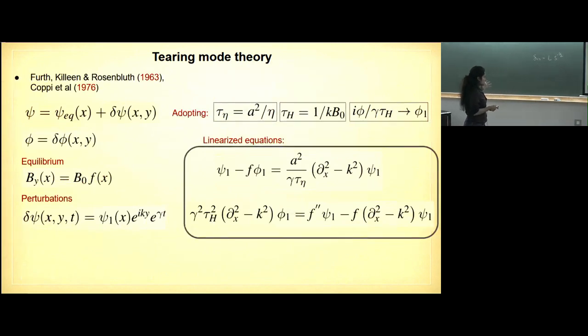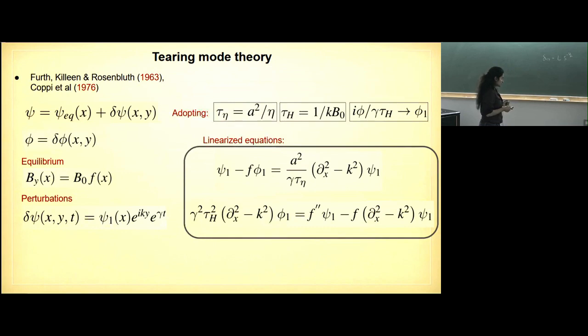Now what I want to do is take psi equilibrium, which is my equilibrium magnetic field, and on top of it I'll put perturbations. This psi equilibrium corresponds to this form of equilibrium in the magnetic field. So B naught is the amplitude and f of x is some function which will give me these reversing magnetic fields. I can take, for example, tan hyperbolic, which will give me reversing magnetic fields.